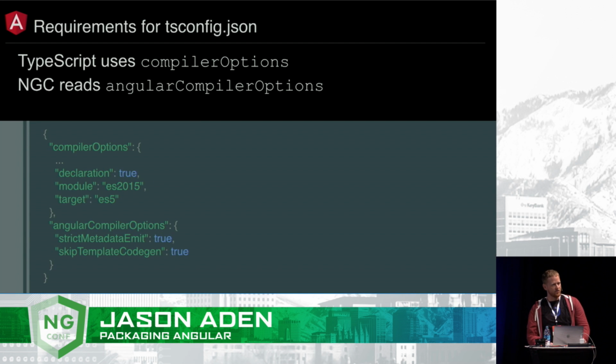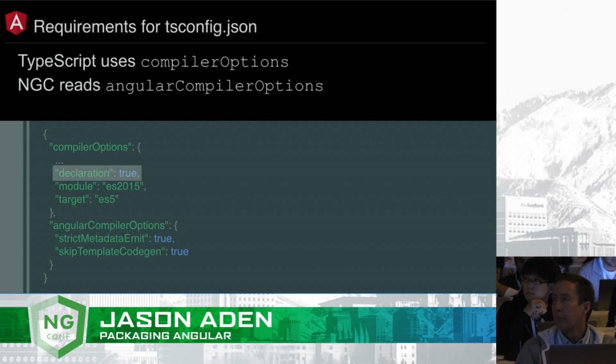Let's just look at a few of the required items that you should be using in the tsconfig file. So for your compilerOptions, declaration is going to tell TypeScript to generate the DTS files, to generate those type definitions. And you want to make sure to take those and publish those along with your library to npm.